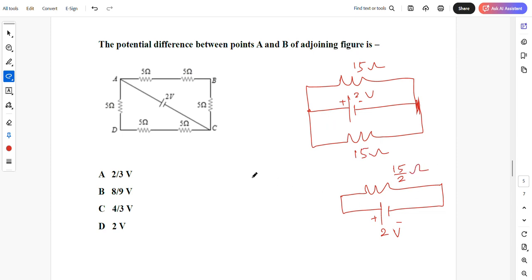What is the value of the current? I is equal to V by R. V ಎಷ್ಟಿದೆಪ್ಪ? 2 ಇದೆ, divided by 15 by 2 ಆಗುತ್ತೆ, right? ಎಷ್ಟಾಗುತ್ತೆ? That is equal to 4 by 15 amperes, right? 4 by 15 amperes will be flowing. Now, if 4 by 15 amperes of current is flowing from here, ಇಲ್ಲಿಂದ ಇಲ್ಲಿ ನೋಡ್ರಪ್ಪ, 4 by 15 amperes of current will be flowing from here.